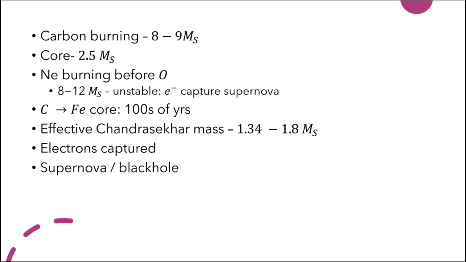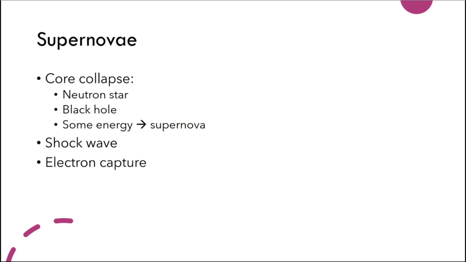Next slide. So when the core collapses, it has two paths it can take. It can either form a neutron star or it can form a black hole. And it forms a black hole when it exceeds the Tolman-Oppenheimer-Volkoff limit. And some of this energy is released in the form of a supernova, which we can observe with a surge of neutrinos being produced, right?